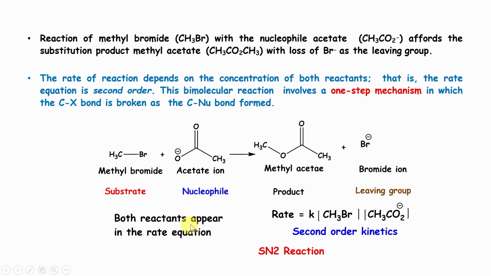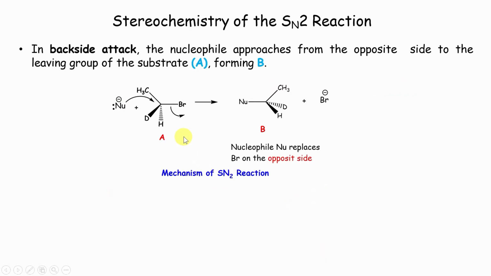You can see both the reactants appear in the rate equation. That is why the rate can be represented as rate = k [CH3Br][CH3COO-], that is the concentration of methyl bromide times the concentration of acetate ion. That is, rate is directly proportional to the product of the concentration of methyl bromide and acetate ion. That is why it follows second order kinetics, and hence it is an example of SN2 reaction, right? Now let us see the stereochemistry of SN2 reaction.